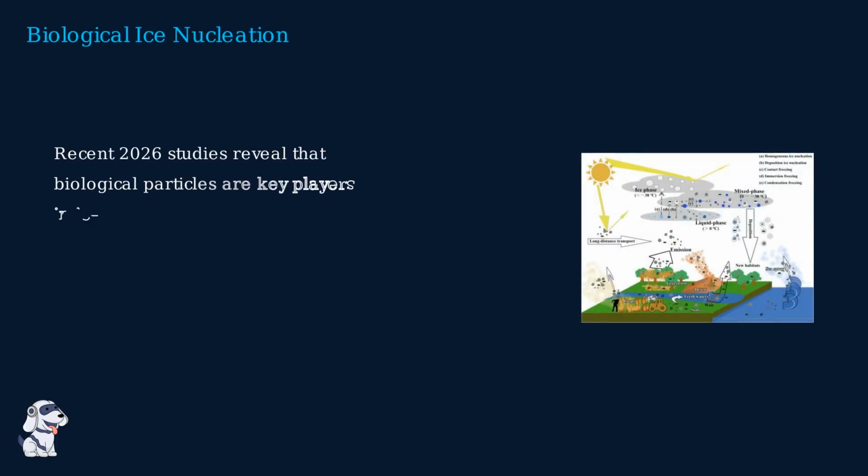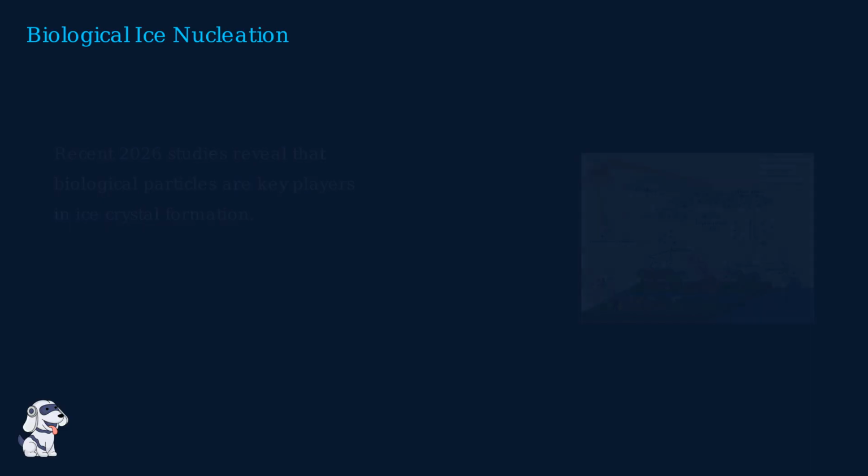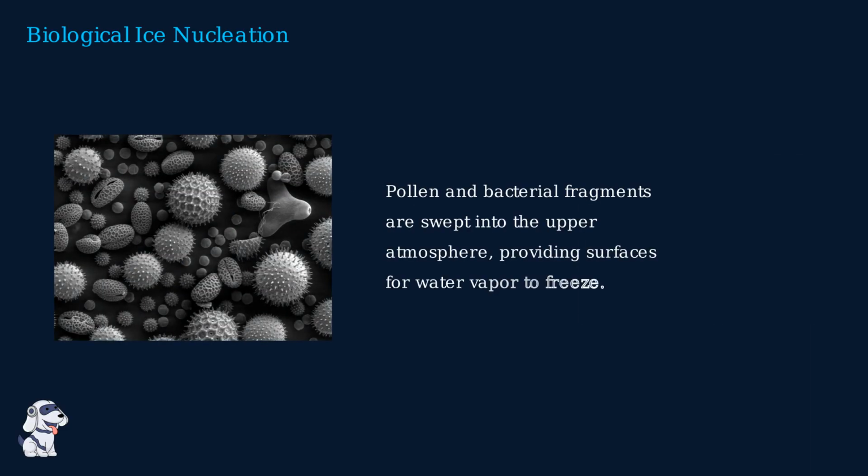Recent 2026 research has shifted our understanding of high-altitude cloud formation. We now know that biological particles, such as pollen and bacteria, act as catalysts for ice crystal growth. These particles, including varied pollen shapes and bacteria, are swept into the upper atmosphere. They serve as efficient templates, allowing water vapor to freeze at higher temperatures than it would otherwise.